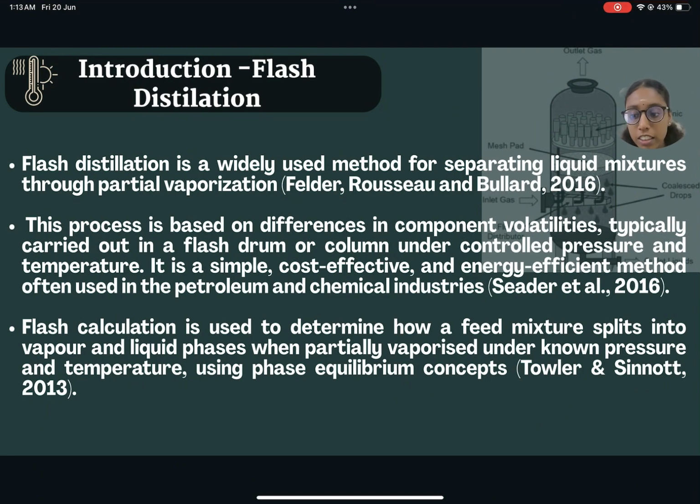Flash calculation is used to determine how a fixed mixture splits into vapor and liquid phases when partially vaporized, at known pressure and temperature, using the phase equilibrium concept.